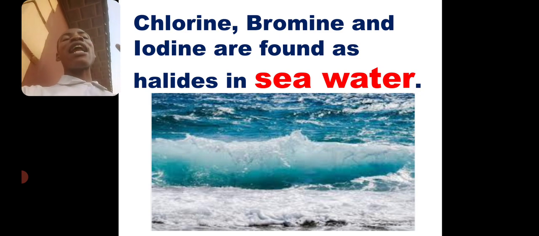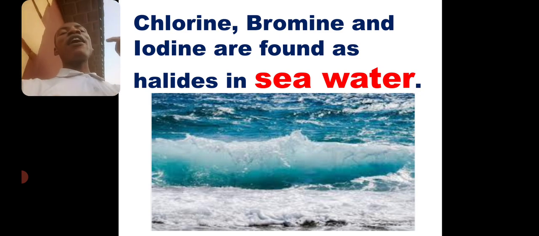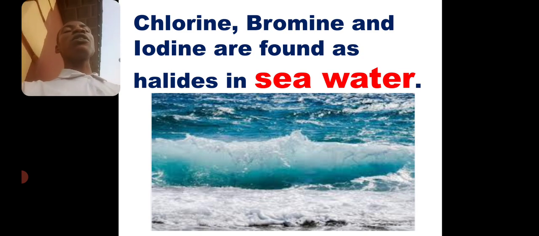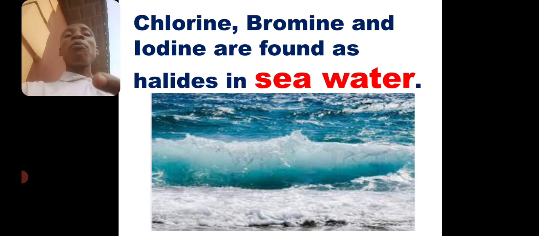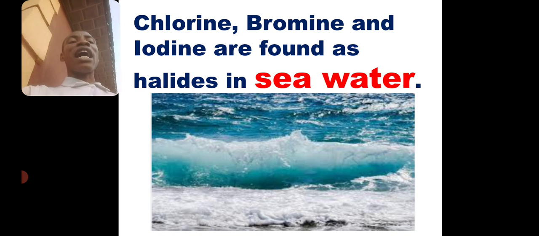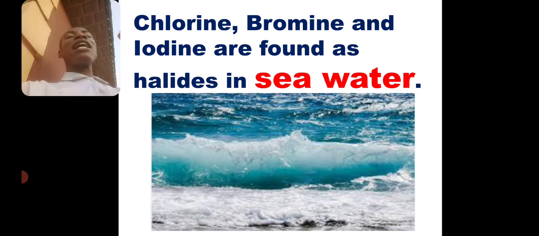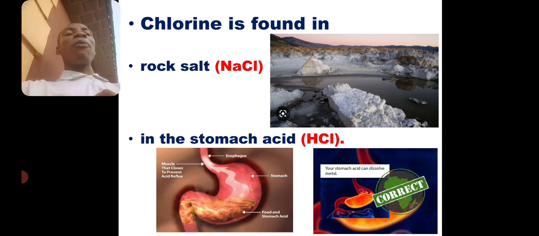Chlorine, bromine, and iodine are found as halides in seawater. You find chlorine as sodium chloride in seawater, bromine as sodium bromide or magnesium bromide in seawater, and iodine as sodium iodide in seawater. And one of the most important sources of sodium chloride is seawater by evaporation.